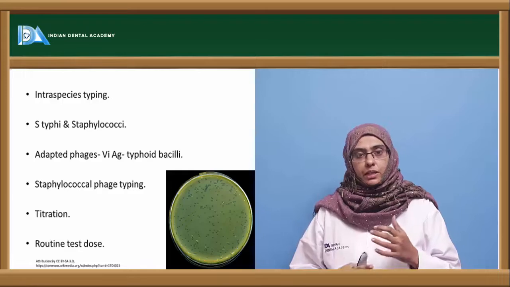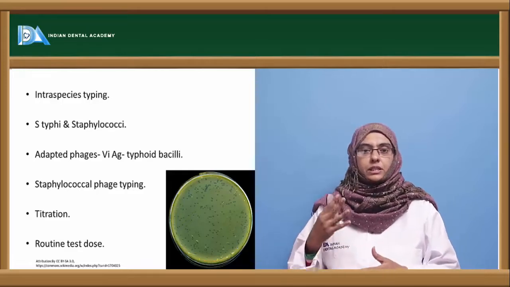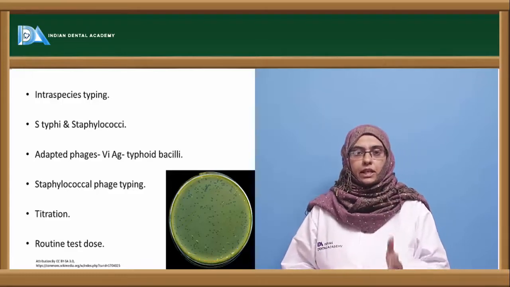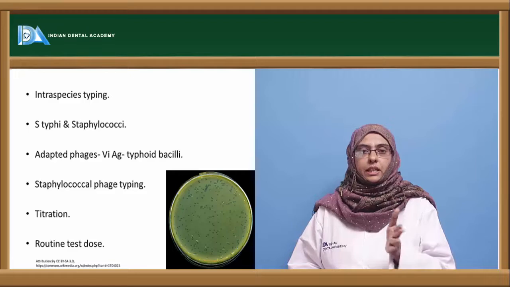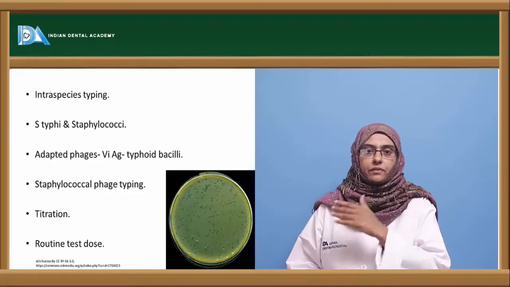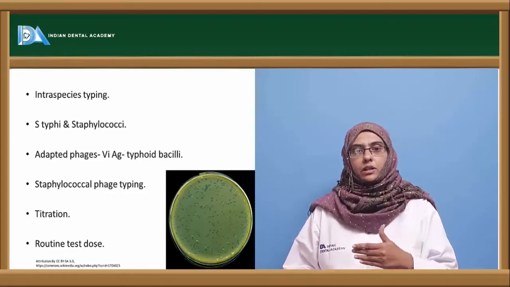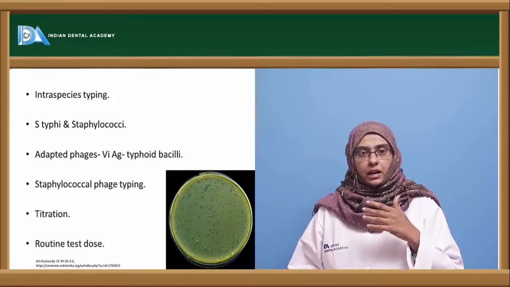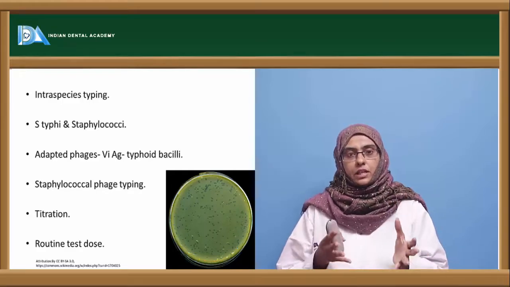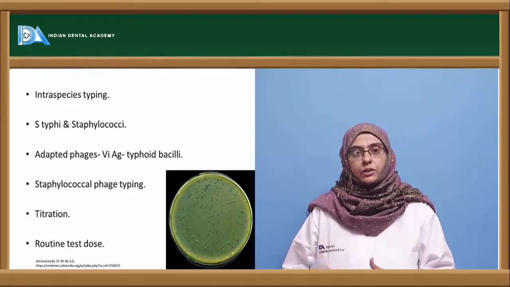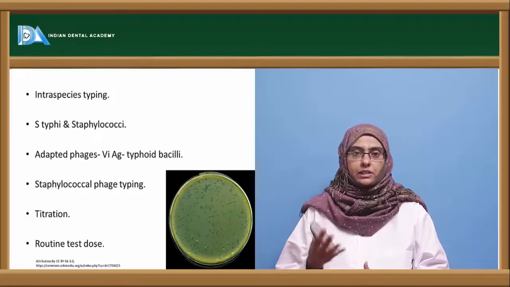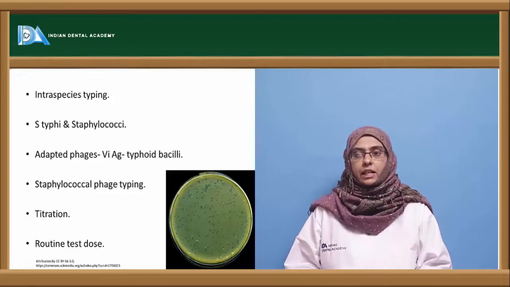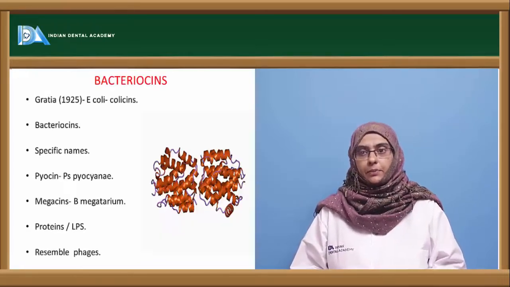So before making use of this phage for the bacteriophage typing, you have to standardize it by titration. Titration is usually done by serial dilution of the phage, which are then added to the colonies or made to lyse the colonies or lawn of cultures, after which the lawn of culture are usually incubated. The highest dilution of the phage that has the ability to produce a confluent lysis is taken as the routine test dose, or RTD.